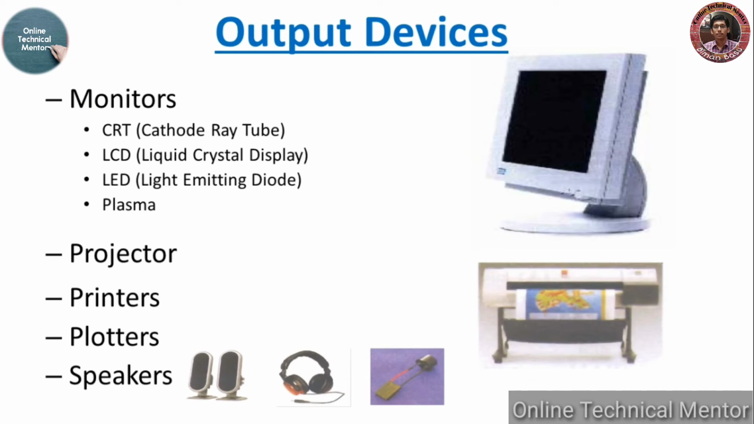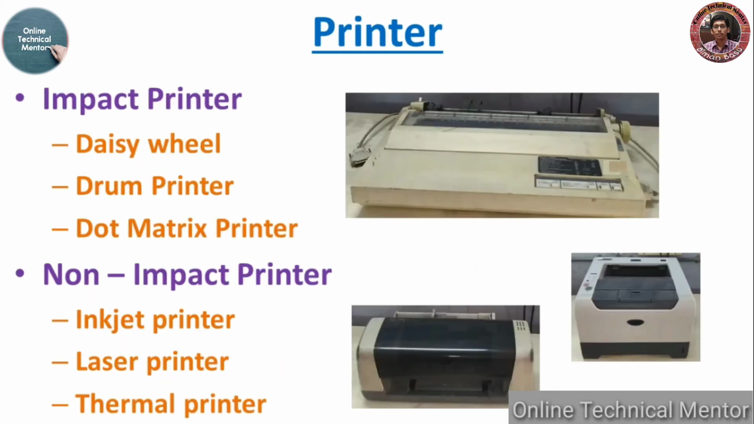Now let me tell you some examples of printers. Printers can again be classified into impact printer and non-impact printer. First, the impact printer. The impact printer works by physically striking a head or needle against an ink ribbon to make a mark on the paper. This includes daisy wheel, drum printer, and dot matrix printer. Look at the right hand side. This is a picture of a dot matrix printer. It prints one character at a time. The speed of a dot matrix printer is measured in characters per second. The speed can vary from about 200 to over 500 characters per second.